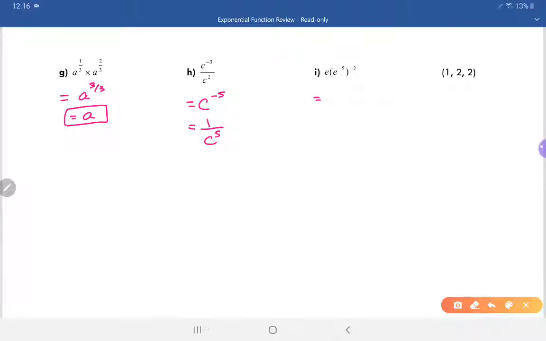This one, the negative 2 is only on the negative 5, so we're going to leave the first e there for now. And let's simplify this power to a power rule, which becomes now 2 times negative 5. They're both negative, so it becomes 10. This is assumed to have a 1 there, making this e to the 11.